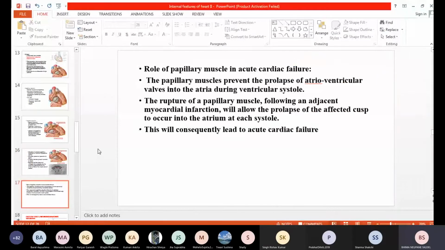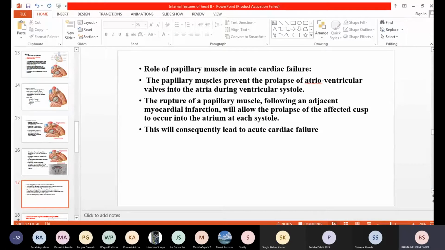So now, the role of the papillary muscles in acute cardiac failure. The papillary muscles, along with the chordae tendineae, prevent the prolapse or inversion of the atrioventricular valve into the atria during ventricular systole. That means they prevent the valve from entering the atrium during ventricular systole. That is one function.